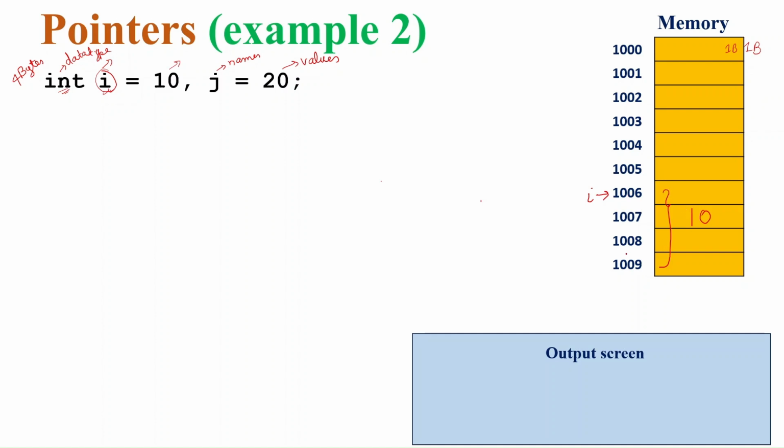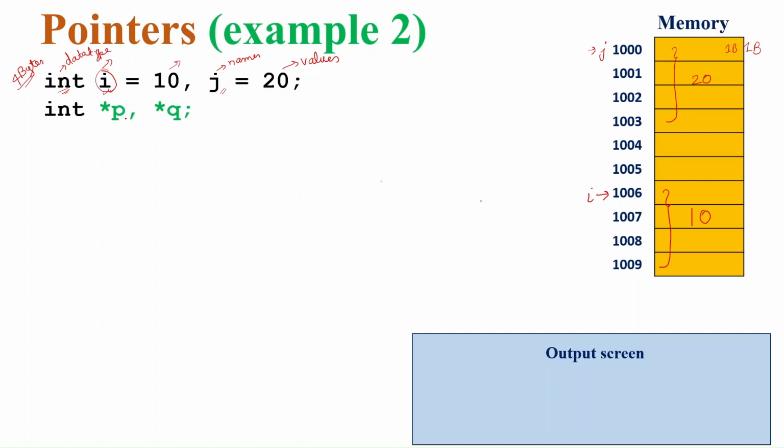Now j is another variable name, so it will also be allocated a memory space of 4 bytes. Suppose j occupies memory starting from 1000, and the value that it is going to store is 20. So it will also occupy 4 memory bytes, 1000, 1001, 1002 and 1003. So 20 is stored in j.